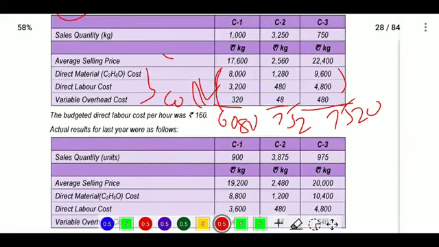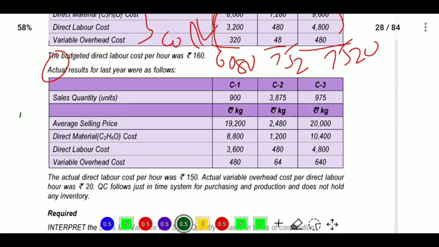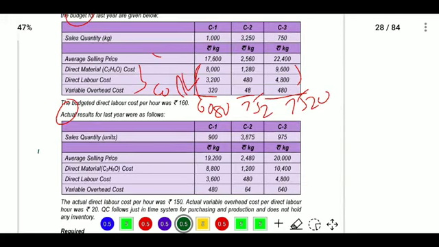Next, the budgeted direct labor cost per hour was 160 rupees. Next, they provided the actual data. From this actual data, sale quantity was provided: 900, 3,875, 975. So here the quantity was different. Budgeted is different from actual. So C1 was decreased, C2 was increased, C3 was increased.